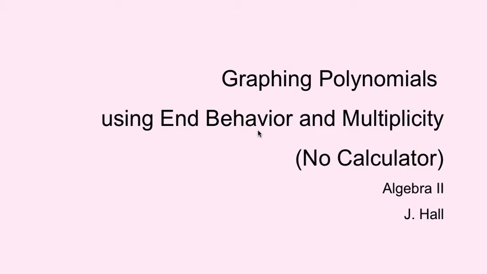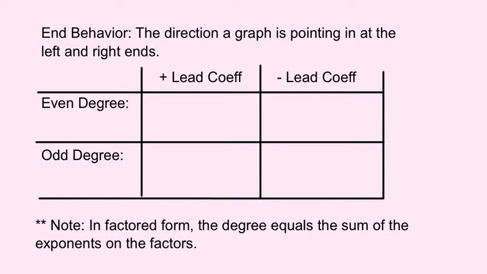Okay, this video is on graphing polynomials using end behavior and multiplicity, without using a calculator. First thing we need to do is make sure we understand what end behavior and multiplicity are. The end behavior of a polynomial is basically talking about the direction that a graph is pointing in at the left and right ends.